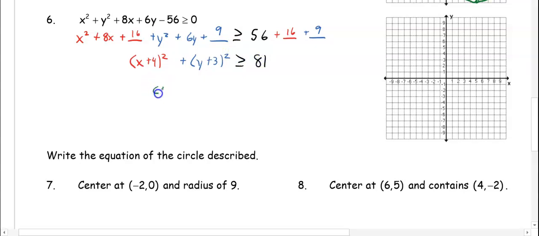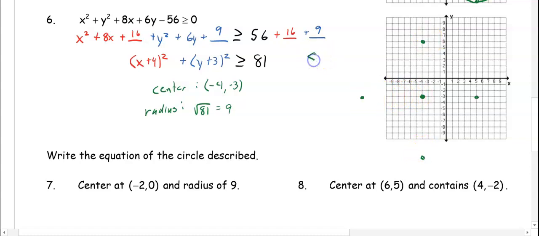So now that we're in graphing form, we can get our center and our radius. So our center is negative 4, negative 3. Our radius is the square root of 81, which is 9. So we can plot those points, negative 4, negative 3. We can go up 9, right 9, down 9, so we're going to go off the graph a little bit, and left 9, so we're also going to go off the graph a little bit.